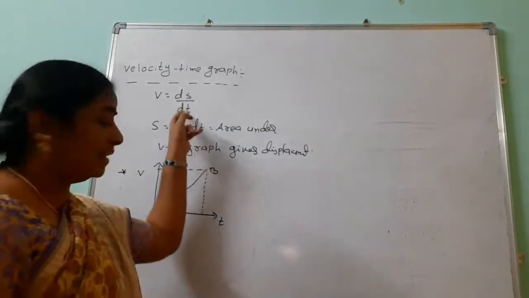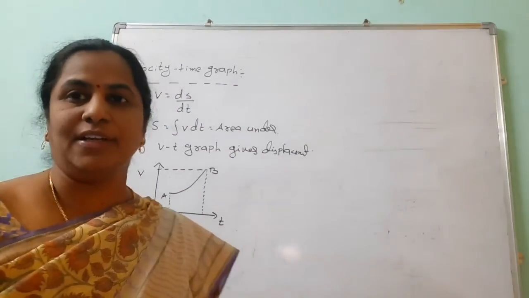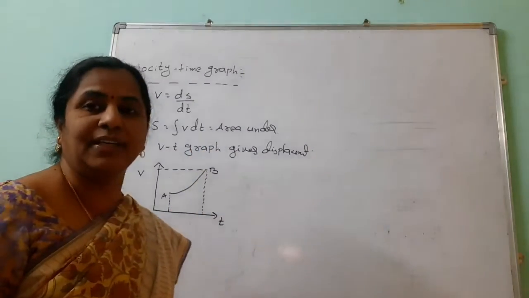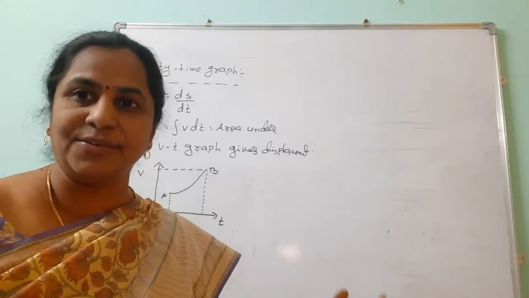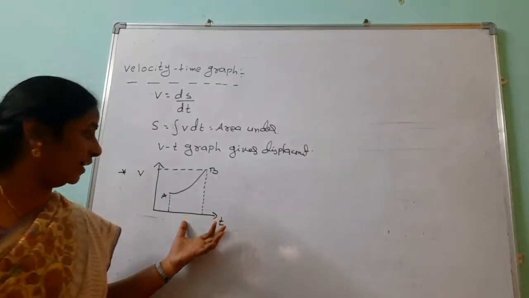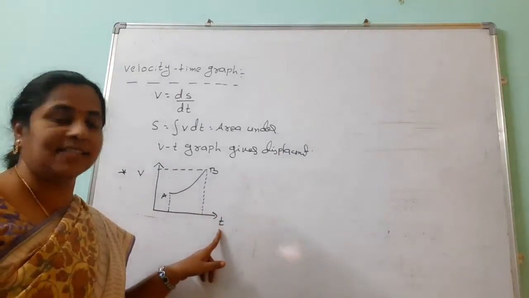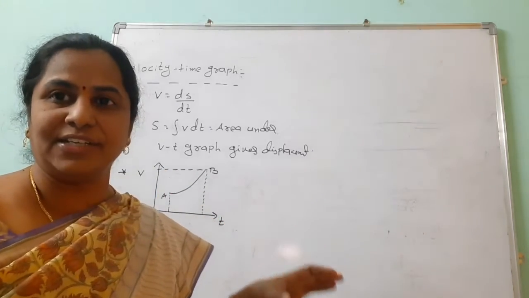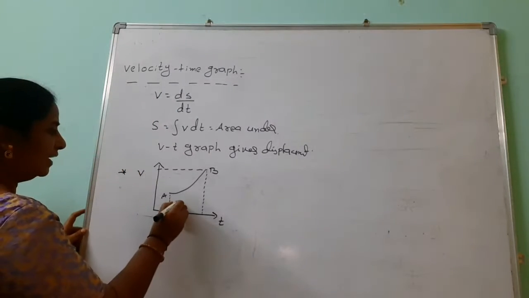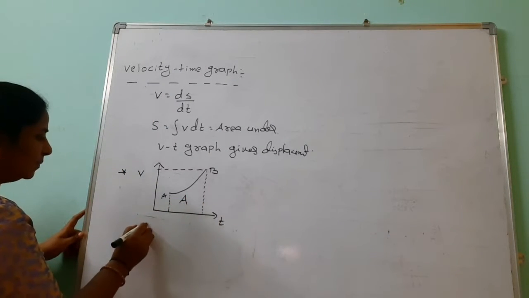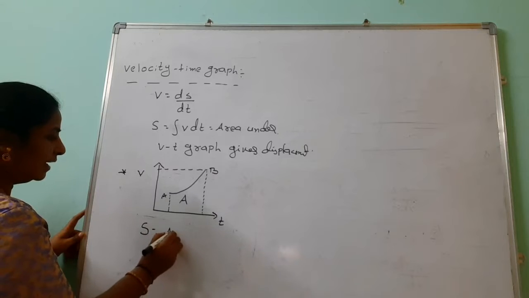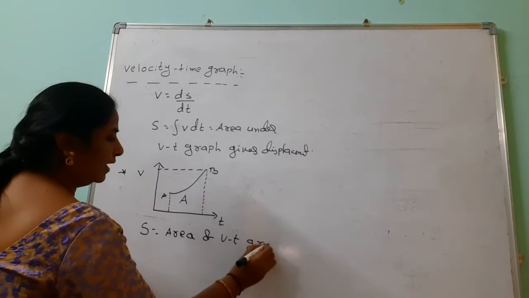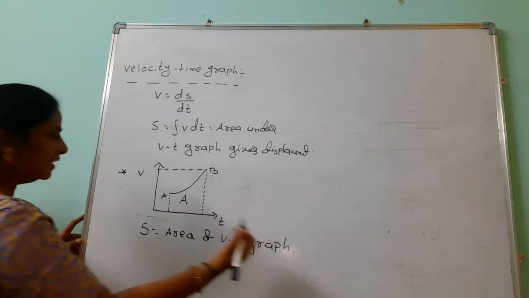You know that velocity equals the rate of change of displacement. When we simplify, the integration of velocity into dt is nothing but the area of that graph. It gives the displacement. Here I have drawn one graph. Time is on the x-axis and velocity is on the y-axis. So the area belongs to the integration of this system. Suppose we consider it A. So displacement equals the area of the VT graph. It is giving the displacement.